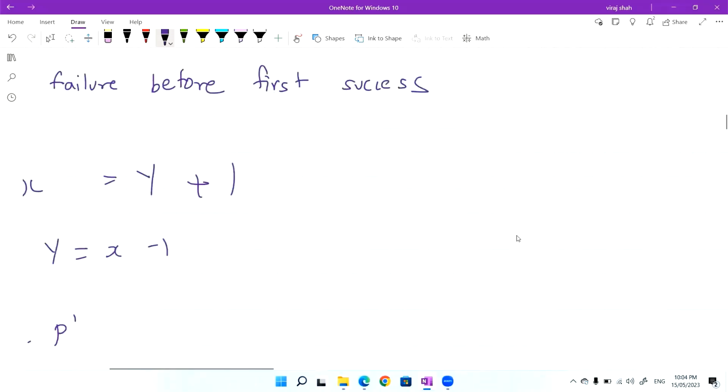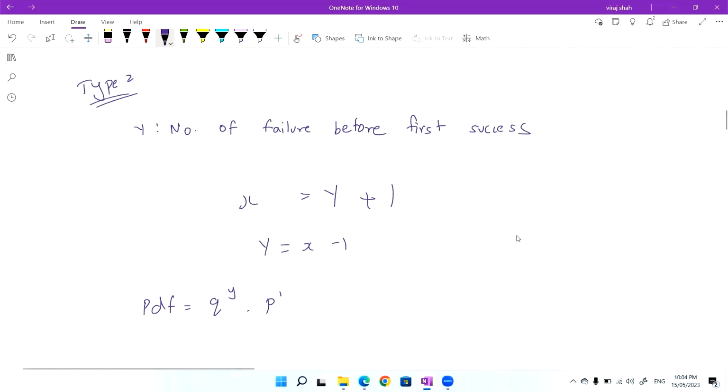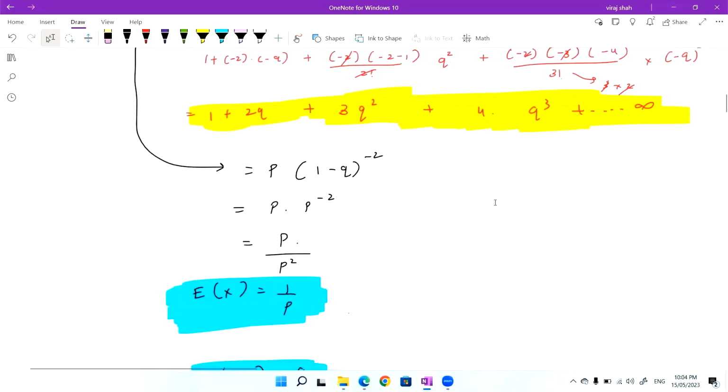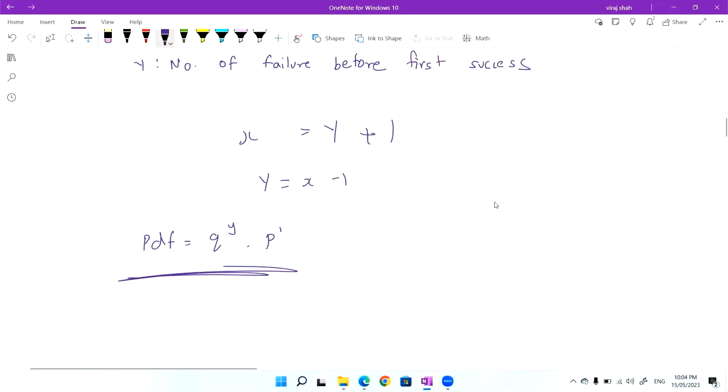There would be a clear mention of failure: after 10 failures, after 12 failures. Here, what is the probability of first success? What is the probability that after 10 failures you will get one success? So whenever the failure word comes into picture, you need to consider type 2 of your geometric distribution. Okay. So this is your PDF according to your common sense as well, that y times failure happened, then one success happened.